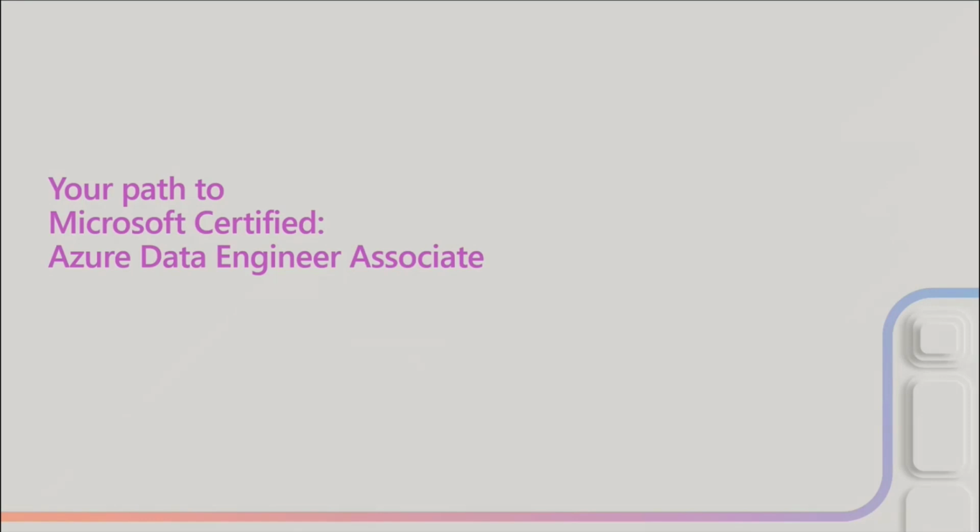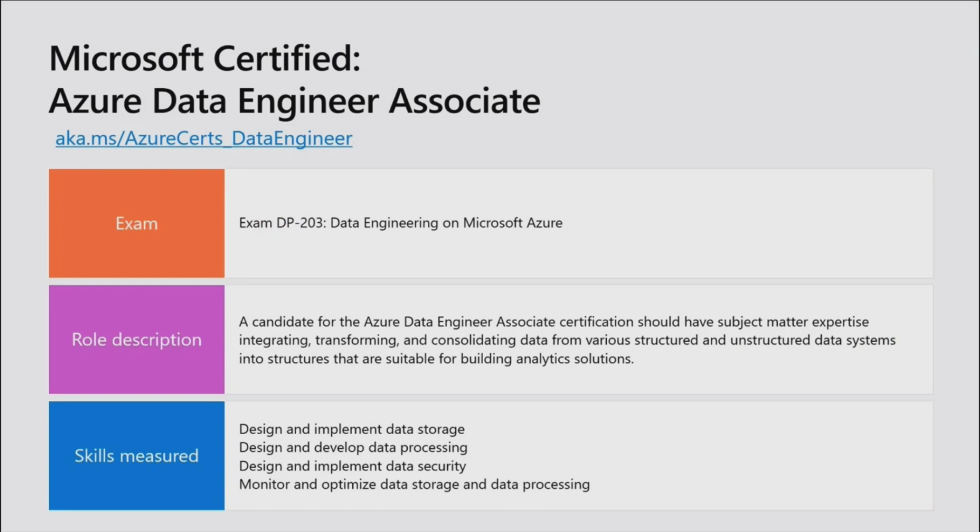Now, we're going to start with the Azure Data Engineer Associate certification. So this is going to be a simple overview of the general path you should go through. This certification is an associate level certification, and it has only one exam as requirement. The exam is the DP203 Data Engineering on Microsoft Azure.